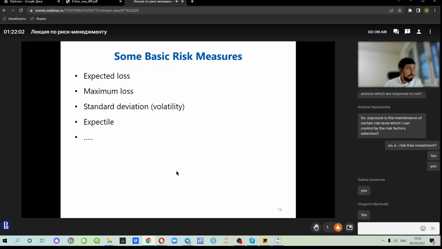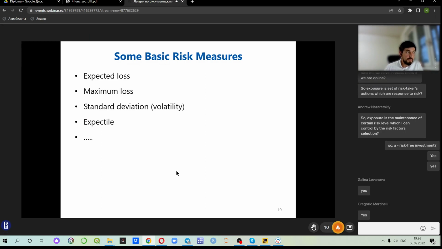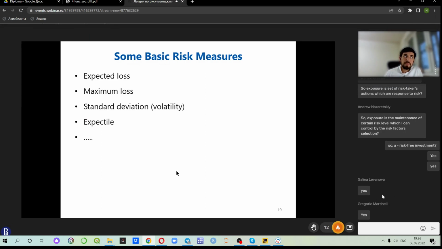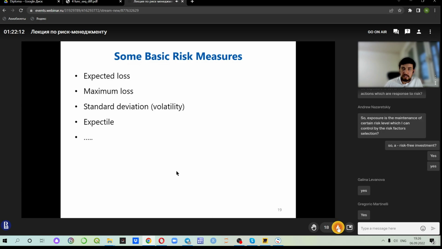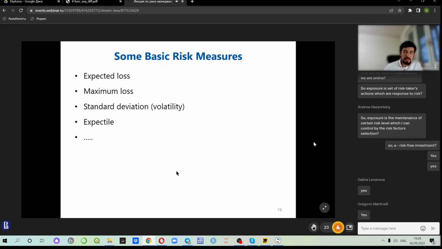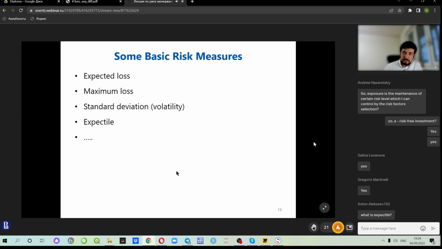Another nice measure is expectile. I think you should remember this title, this risk measure, but I don't think that we will get into very much detail about this because actually this is a pretty nice measure in terms of its coherence.